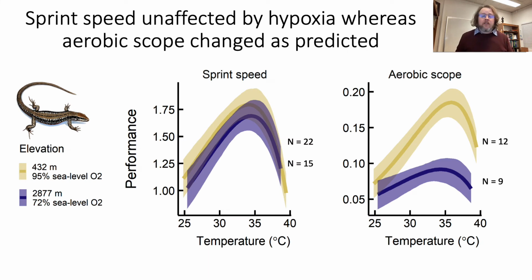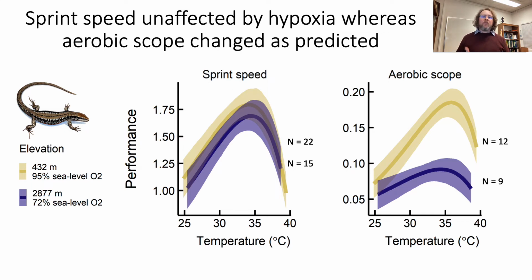The primary results from this analysis are shown here. We have temperature on the x-axis, performance on the y-axis, sprint speed is shown on the left, aerobic scope is shown on the right. The purple line and shaded region is the thermal performance curve for high elevation lizards and their 95% confidence interval, whereas the tan is performance for lizards measured at low elevation.